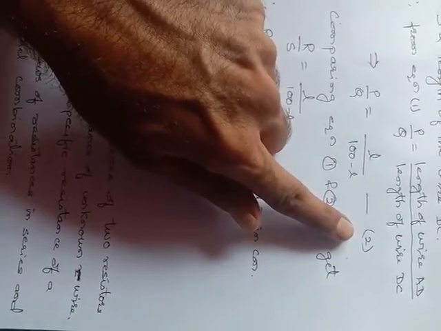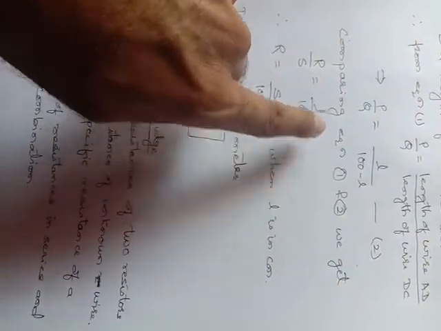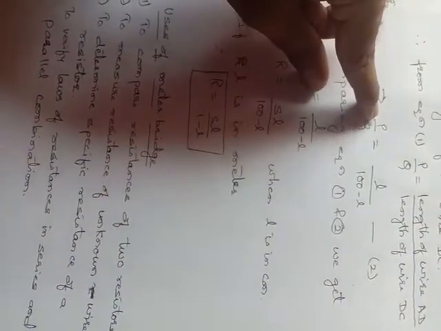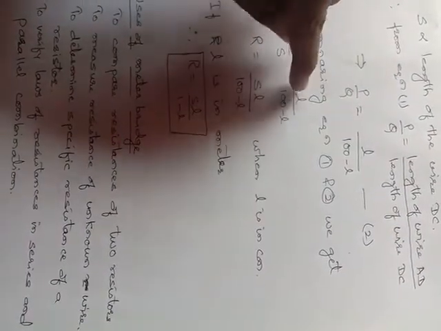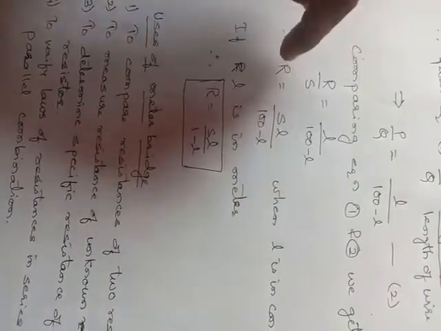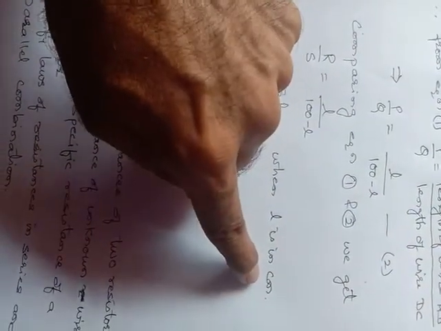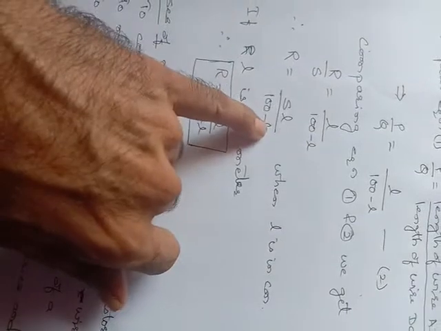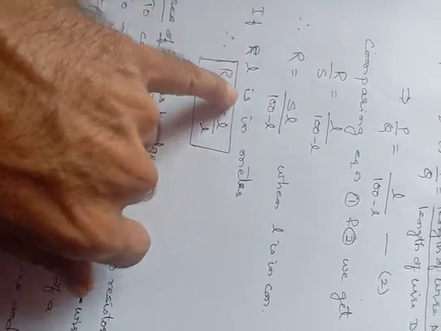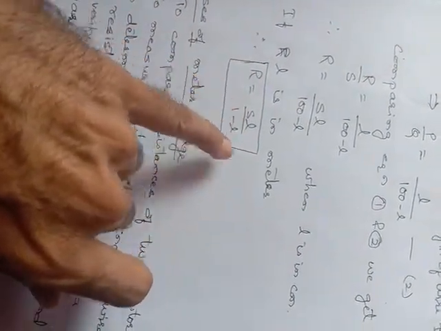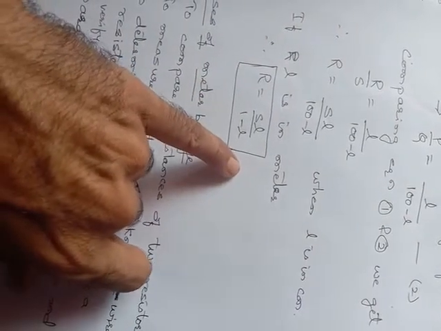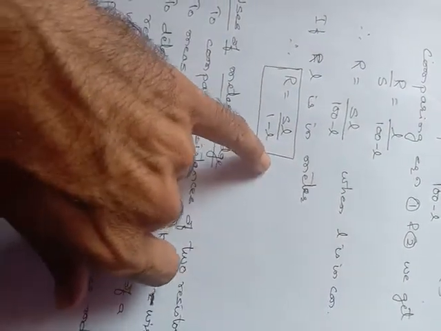You give this as equation number 2. So comparing equation 1 and 2, the left hand side of both equations is P by Q. So we will get R by S is equal to L by 100 minus L. Send this S to the other side. So R is equal to SL divided by 100 minus L, when L is in centimeter. When L is given in centimeter, then we will use this formula. If suppose L is given in meters, then the formula will be R is equal to SL by 1 minus L. So this is the unknown resistance.